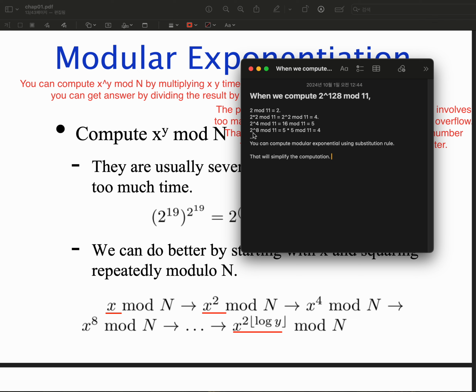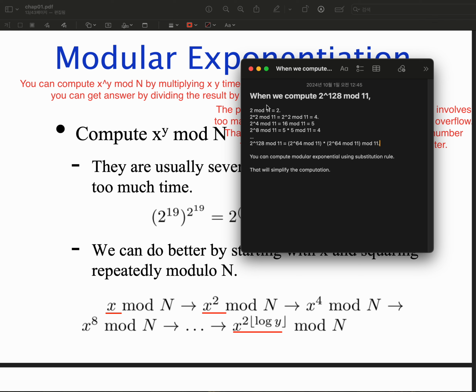Until your computation is finished: 2 to the power of 128 mod 11 will be 2 to the power of 64 mod 11 times 2 to the power of 64 mod 11, mod 11. So you can calculate easily like this.